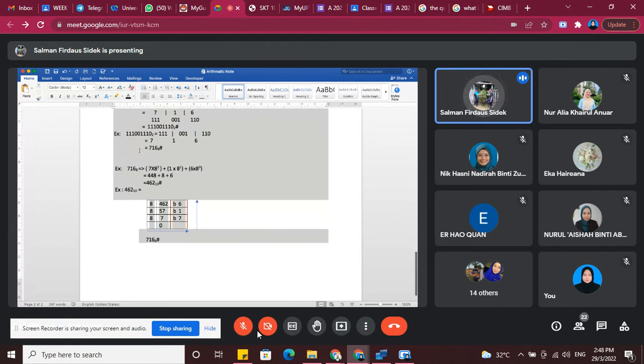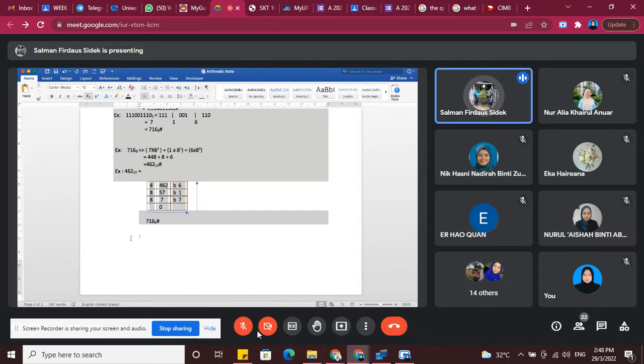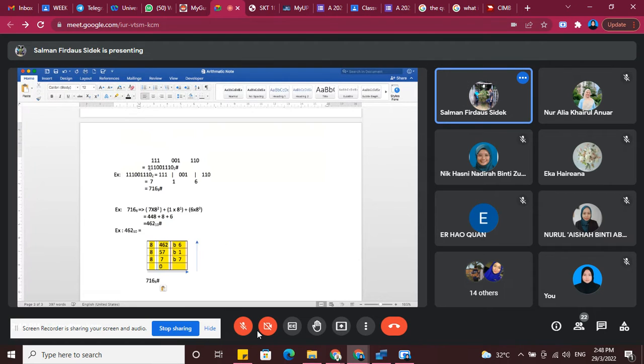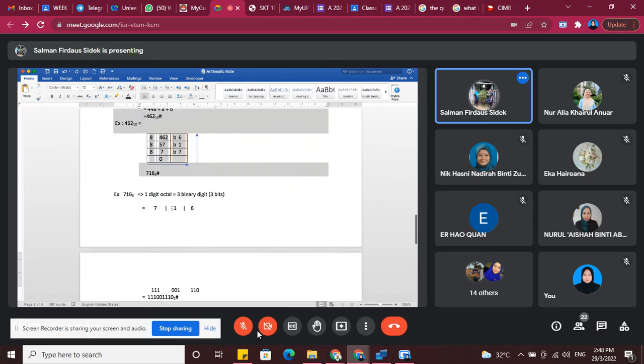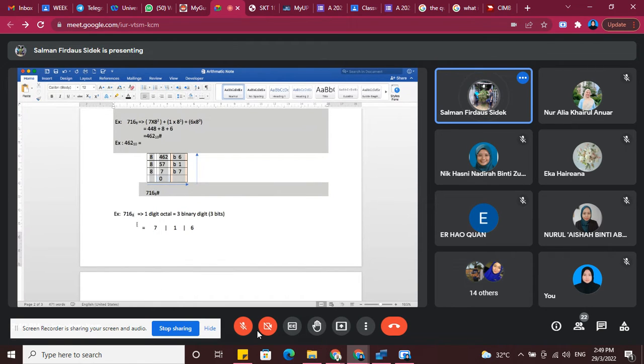Okay, so this is for example. And then for hexadecimal, we start with, let's say we have 71F. Kita guna nombor yang sama. 7, nampak pelik sikit, base 16. To convert hexa to binary, the formula is 1 digit hexa is equal to 4 digit.